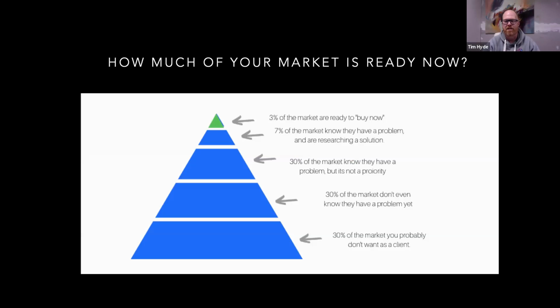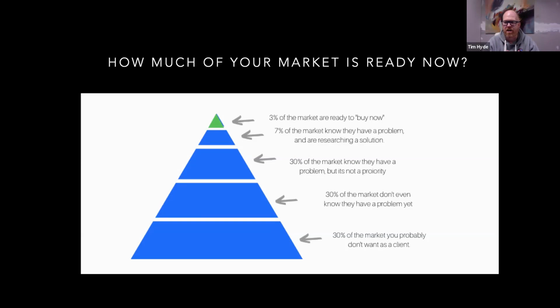That's not necessarily the ones that will buy from you. That's the ones who are ready to buy. The next 7% of the market know they have a problem and are researching a solution. If you think of things in your life right now that you're going, yeah, I'm going to go and check that out. Nick shared with us a bunch of tools earlier this evening. And some of those you're going to go and check out, not necessarily ready to buy.